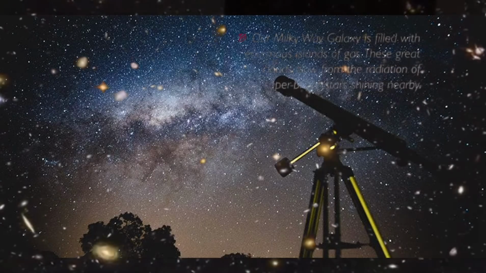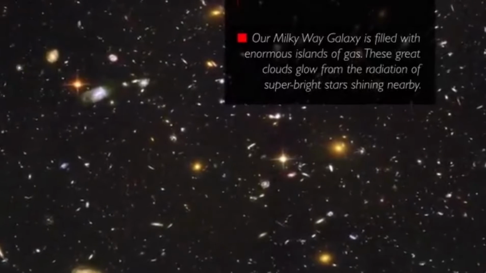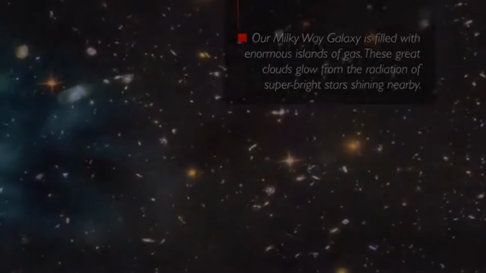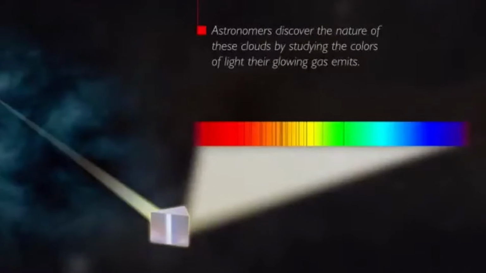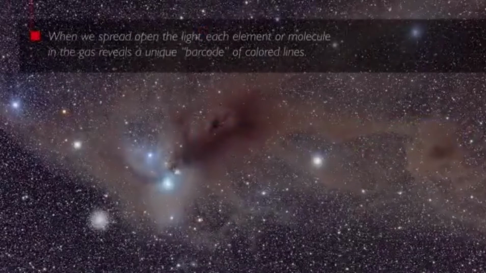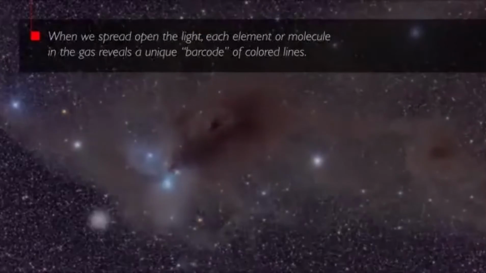As we all know, the Milky Way is filled with enormous islands of gas. These clouds glow from the radiation of super bright stars shining nearby. Astronomers discovered the nature of these clouds by studying the colors of light their glowing gas emits. When we spread the light, the gas emits lines of a spectrum.